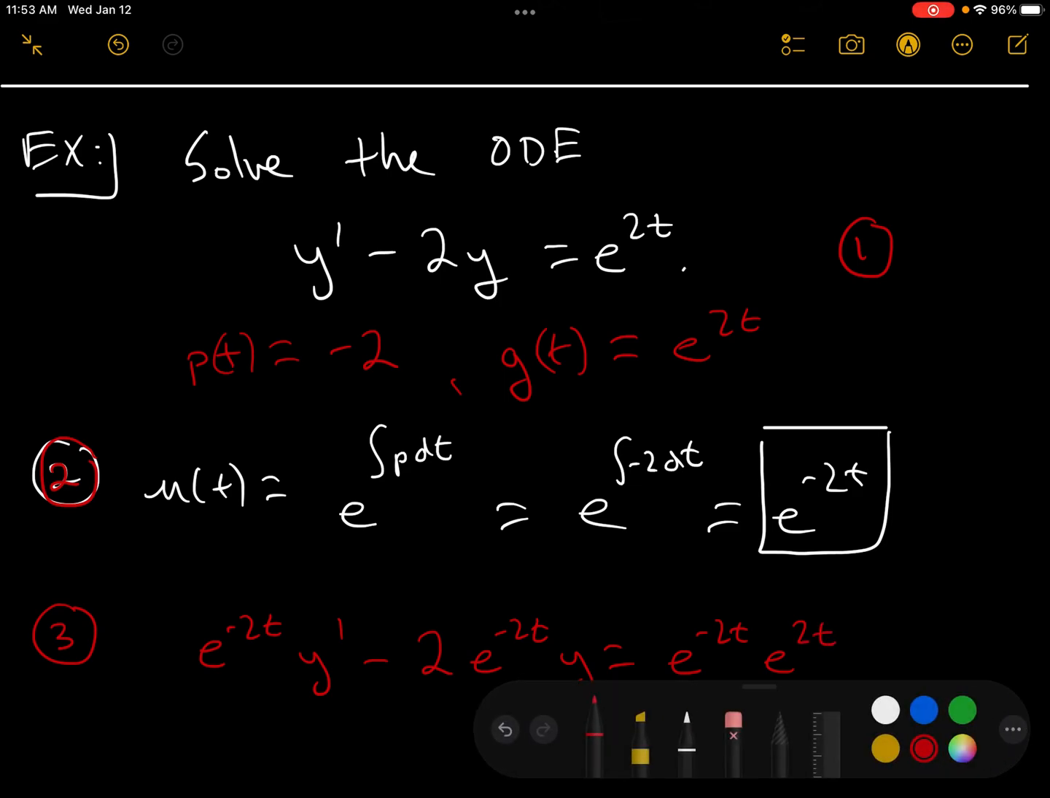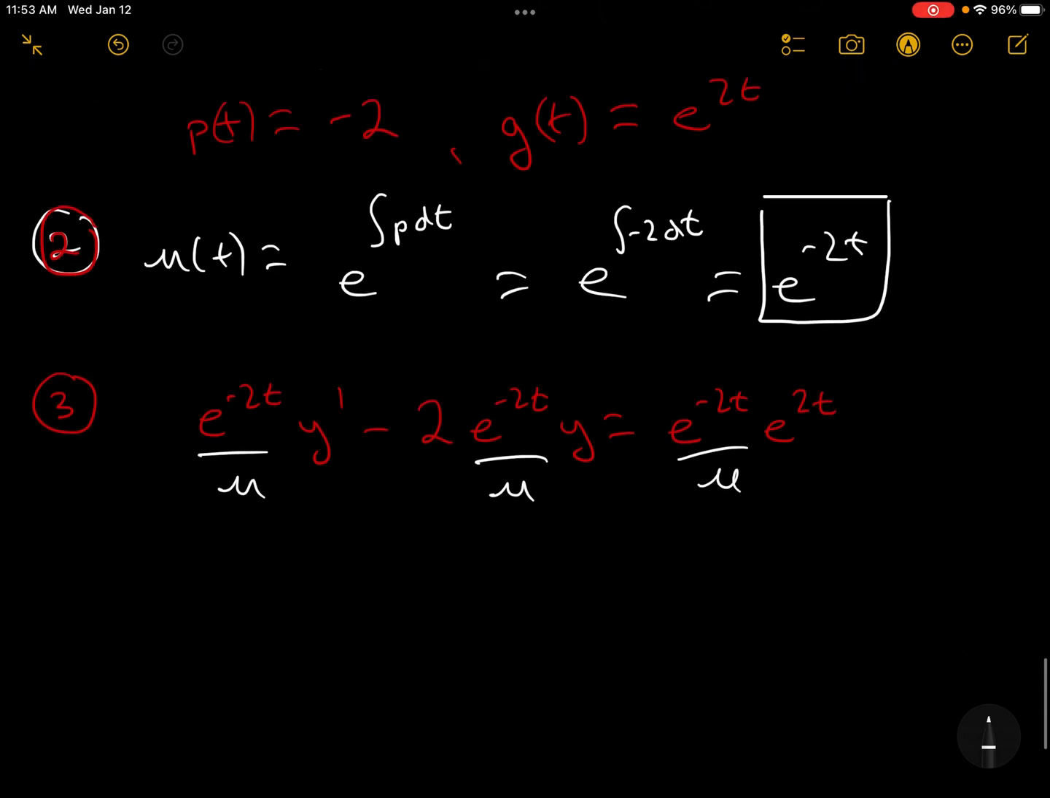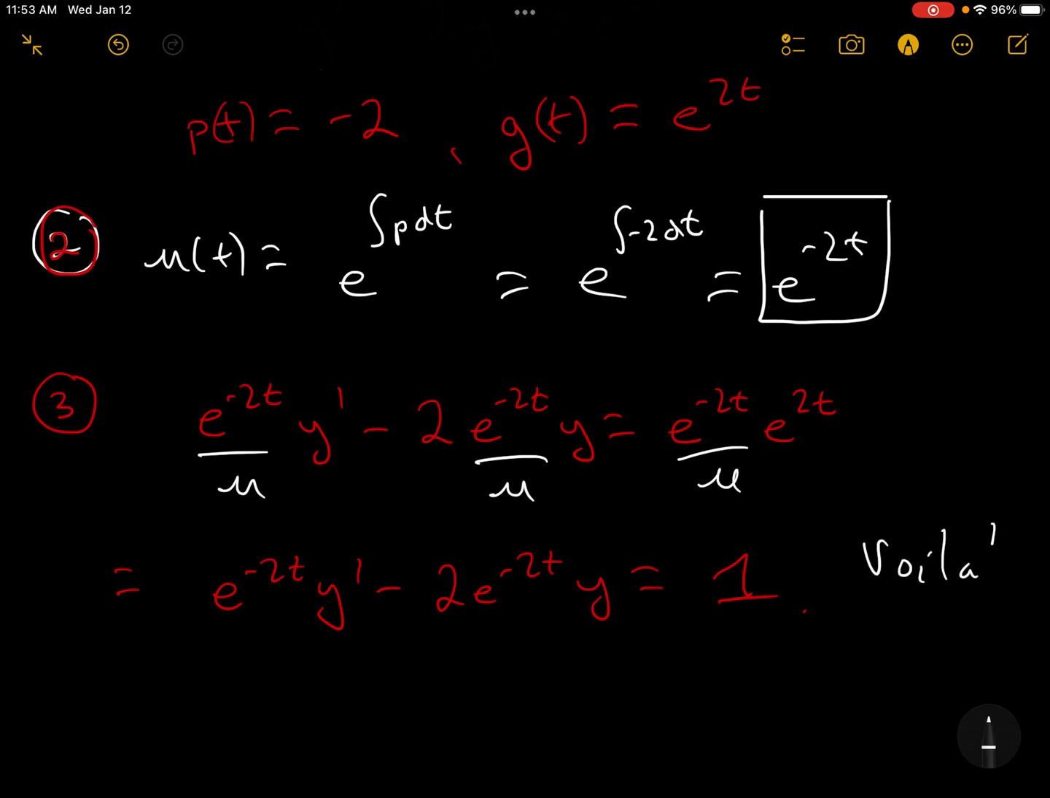Okay. All right, so here's mu. Here's mu. Here's mu. So I multiplied through the whole equation by mu. And let's do a simplification here. That's nice. All right, and here's where the magic happens. The left-hand side by construction becomes what? The derivative of y times e to the -2t.